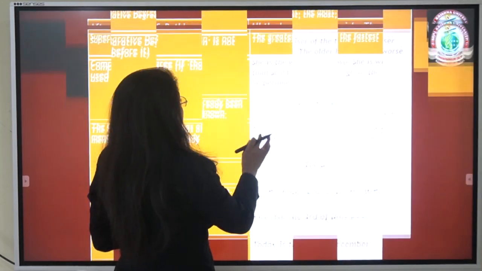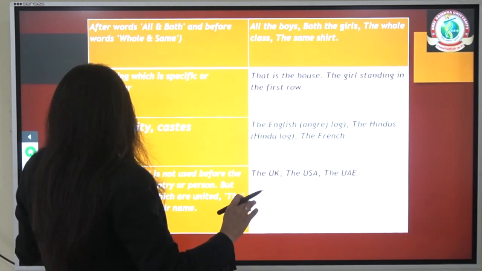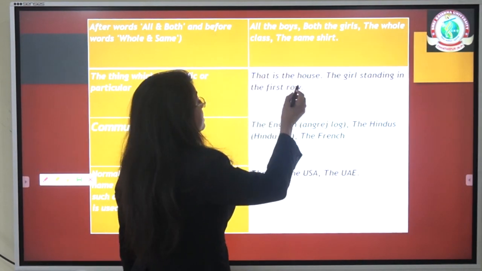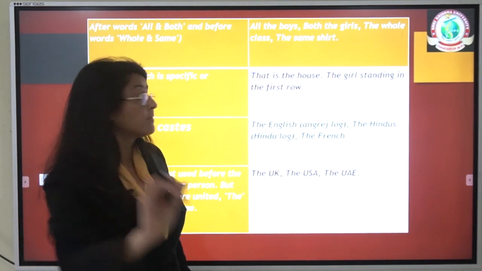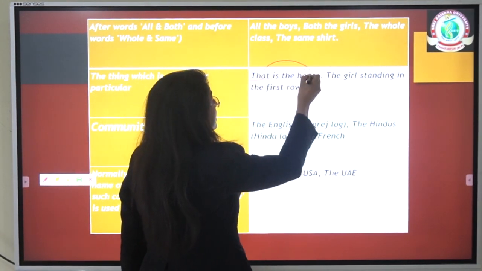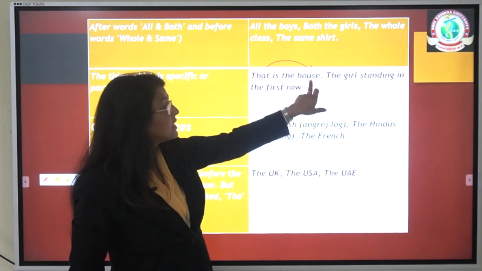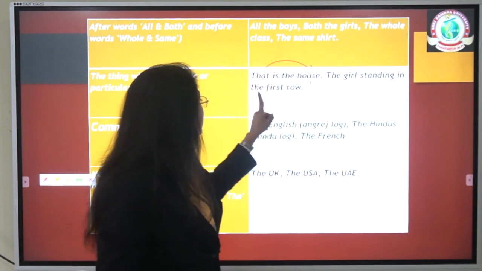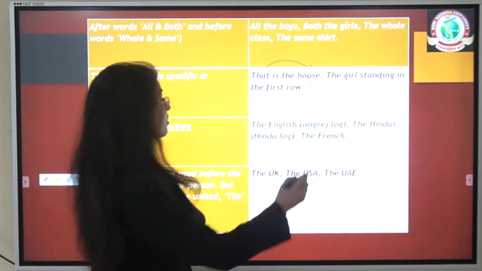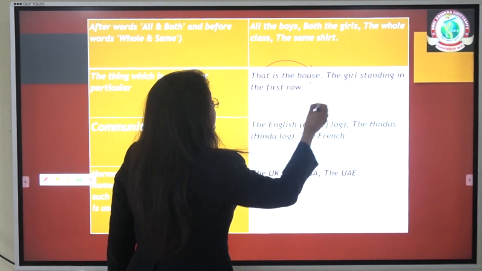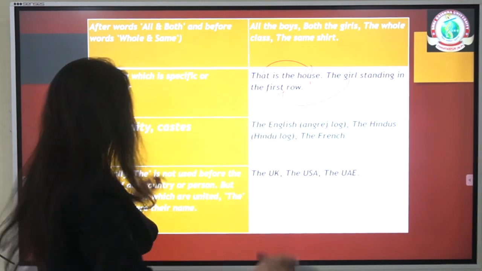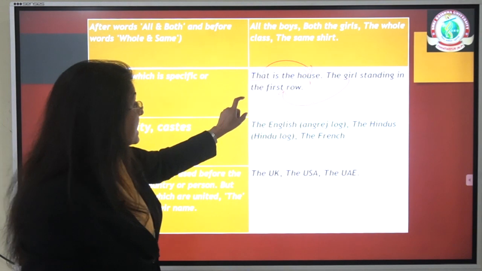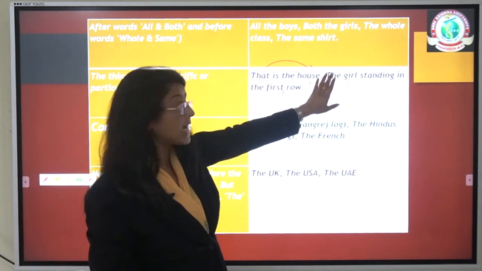This is a demonstrative here. Here that is a demonstrative, and we are talking about not just the house, we are talking about that house. So we are talking about a particular house, a girl standing in the first row. We are talking about a particular girl who is standing in the first row, right? So it is specifically particular, hence we are going to use this article the.